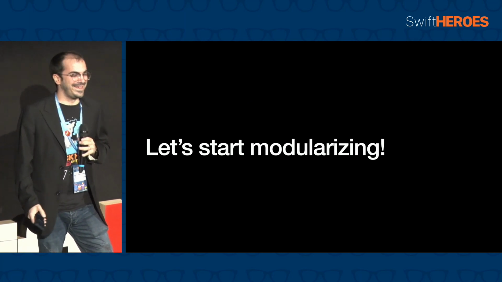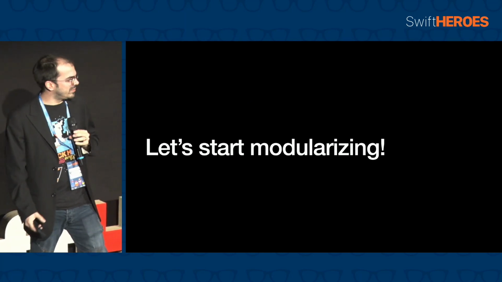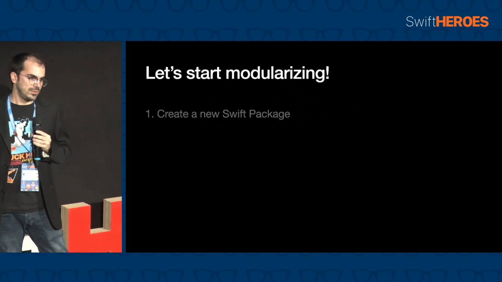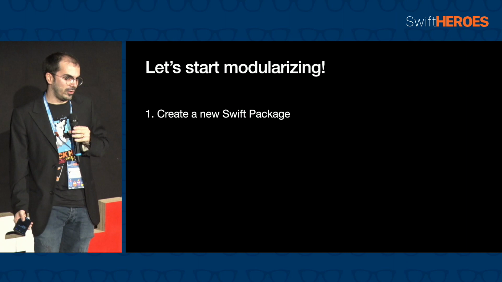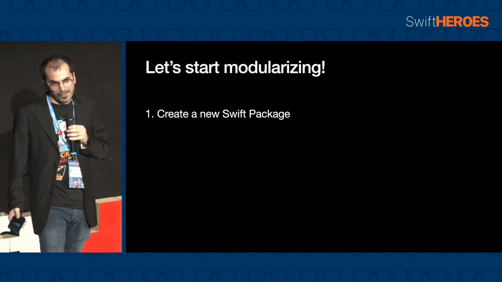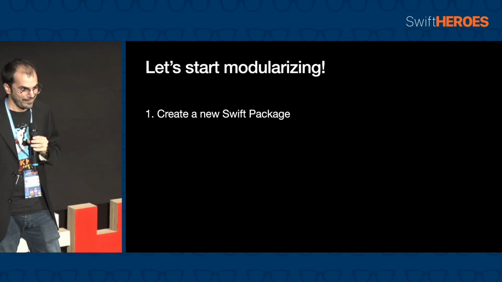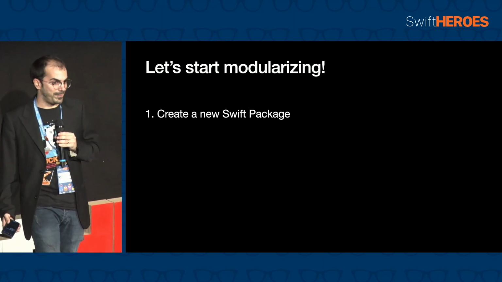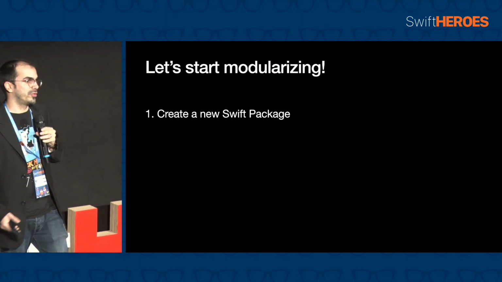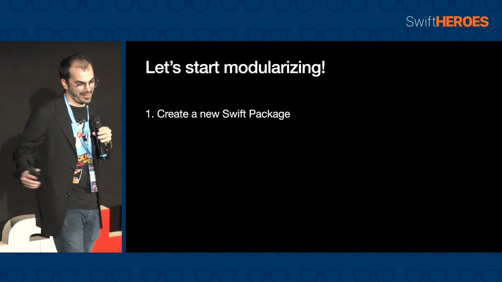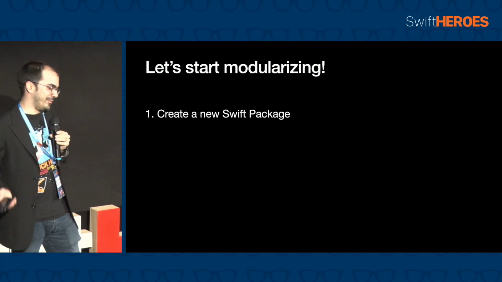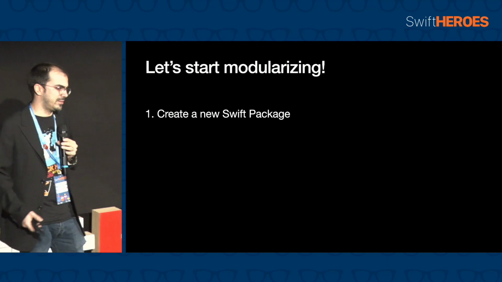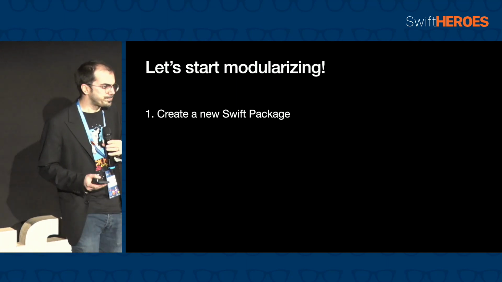Let's start modularizing it. I want to split the modularization step in 4 parts. The first part is the creation of the new Swift package. Of course, we are not forced to use a Swift package to modularize our app. We can use static frameworks, dynamic frameworks, and so on. We can even create folders inside our project, but I like Swift Package Manager, and I want to do it with this tool.